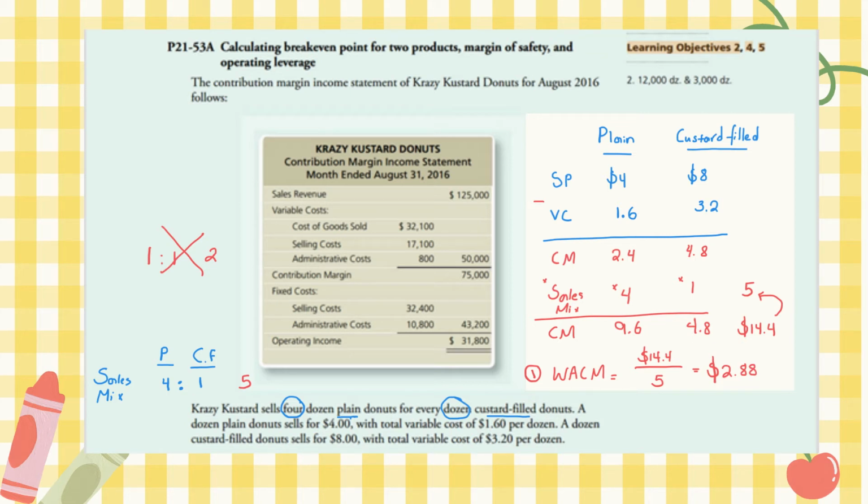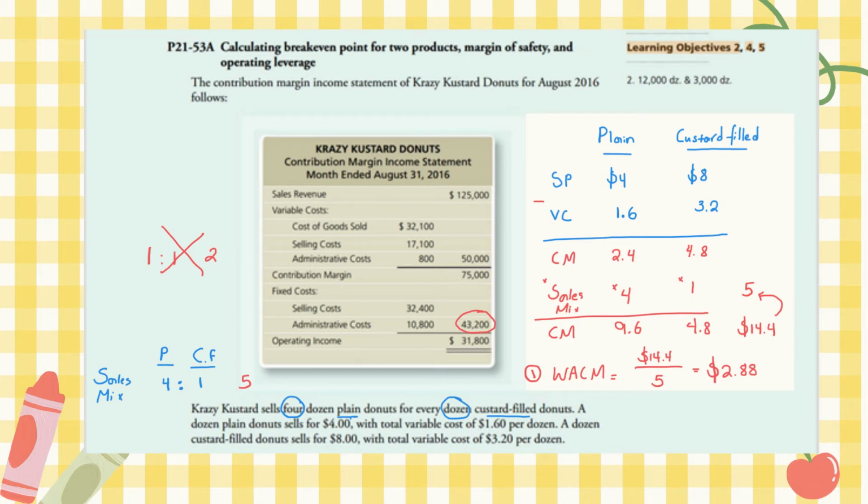Now in requirement number 2, he's going to ask you to find the break-even point in dozens. Okay, so as you know, the formula for the break-even point in dozens or in units is total fixed cost plus profit divided by contribution margin per dozen. Now the total fixed cost, as you can see here, I'm going to take this number, 43,200. The profit at the break-even is going to be 0, as you know.